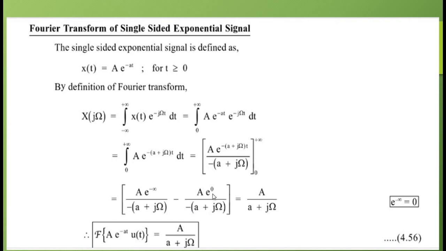What is e power 0? 1. And e power minus infinity value is 0. So this term becomes 0. So we will get only this term. Minus into minus will become plus. So the answer is a by a plus j omega. So Fourier transform of a single-sided exponential signal is a by a plus j omega.